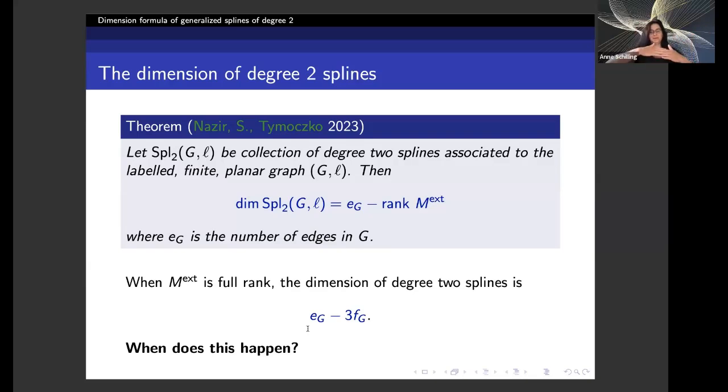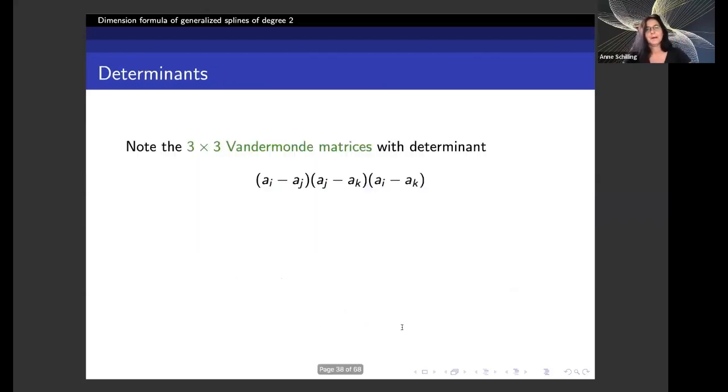If it has more faces than edges, it would be sort of a skinny, long matrix. And in that case, if the matrix is full rank, it would be overdetermined. And it turns out that then usually the dimension of the spline would be equal to 0. So the more interesting case is when the number of edges is bigger than 3 times the number of faces. Okay, so that's mostly the case that we will be looking at.